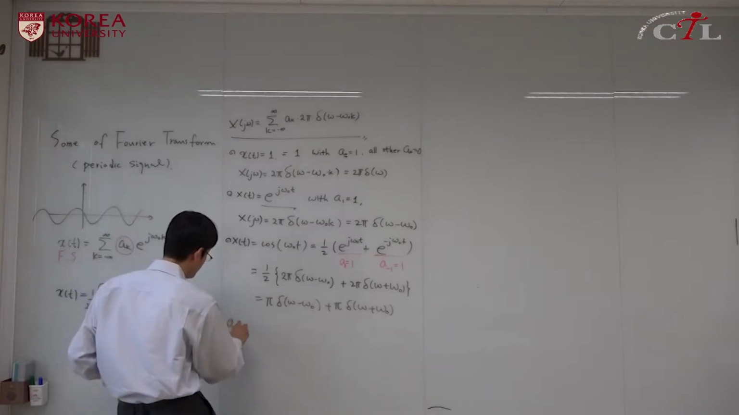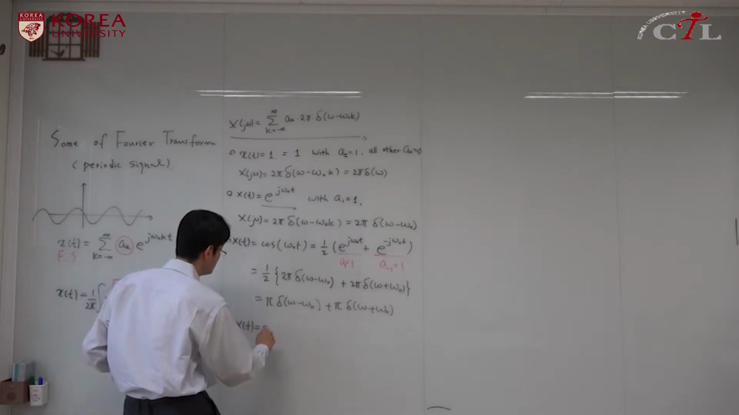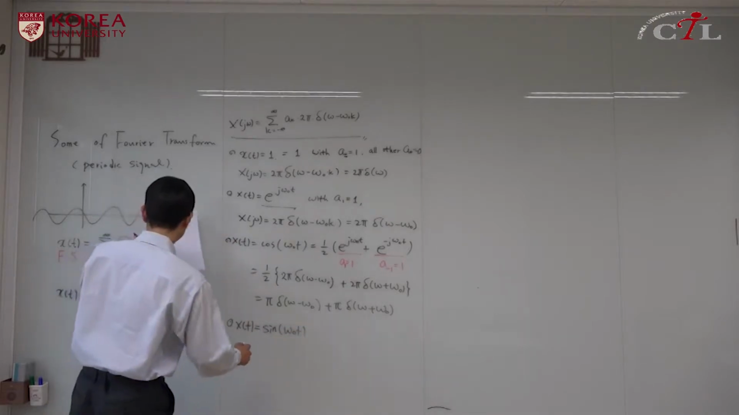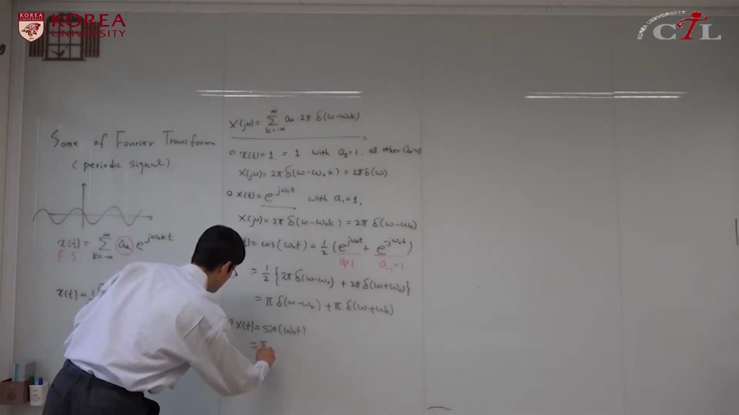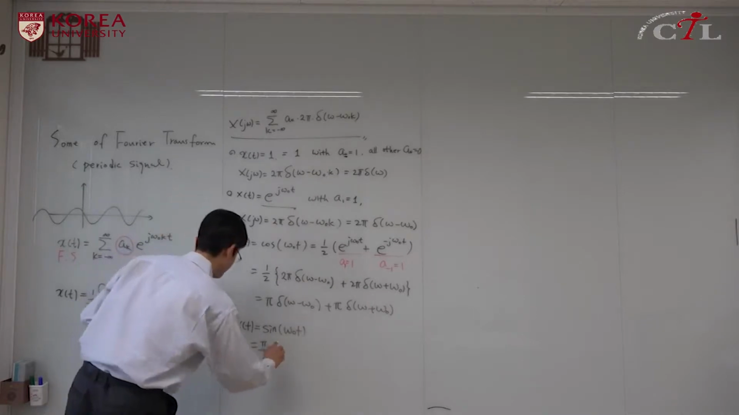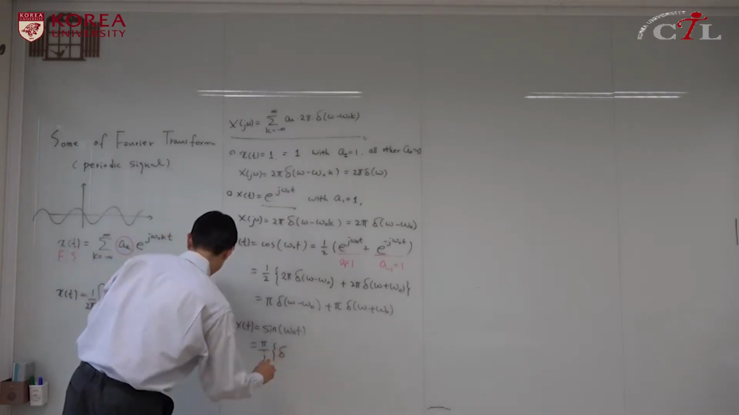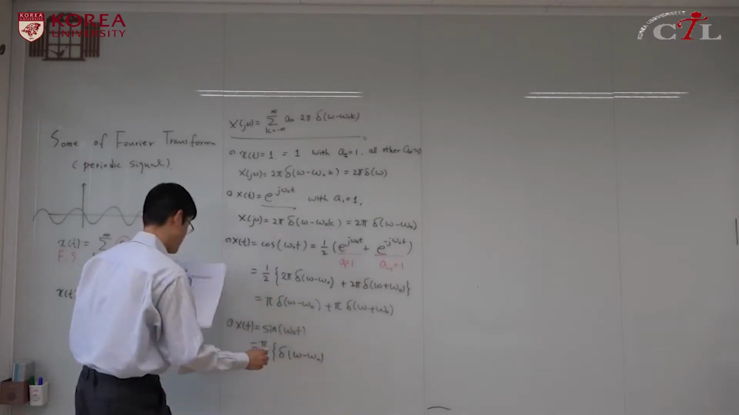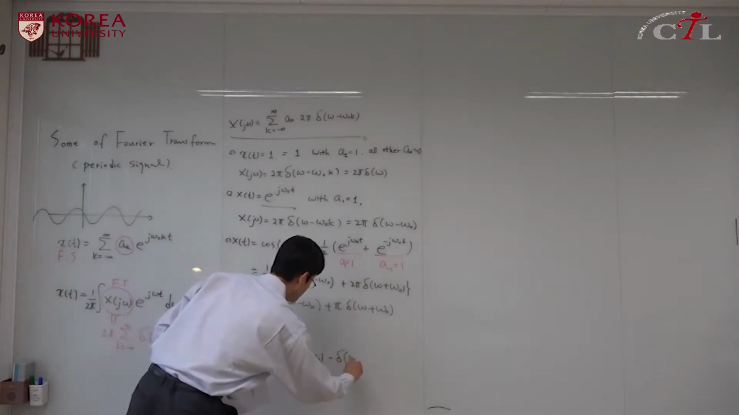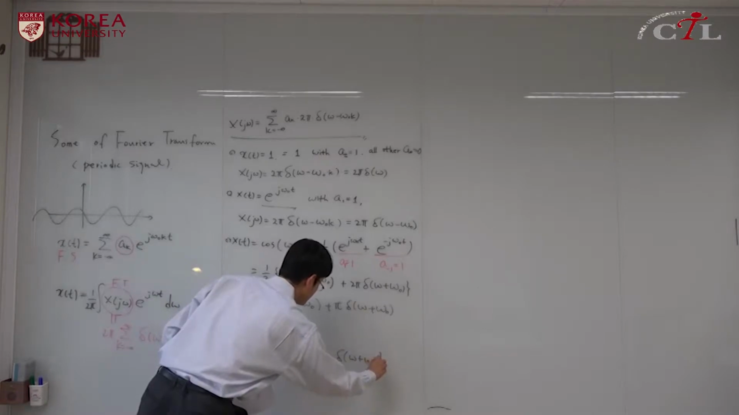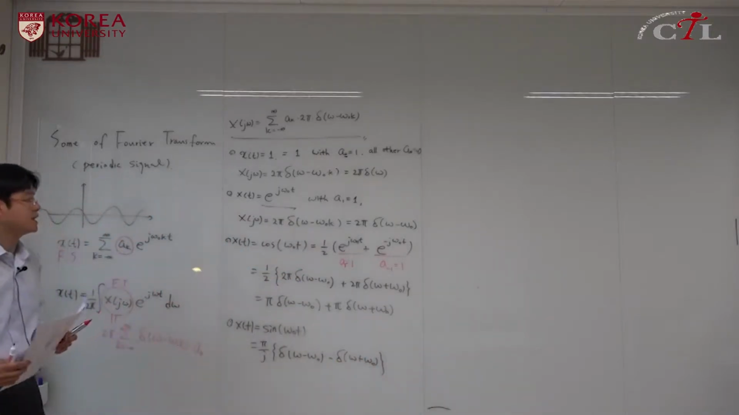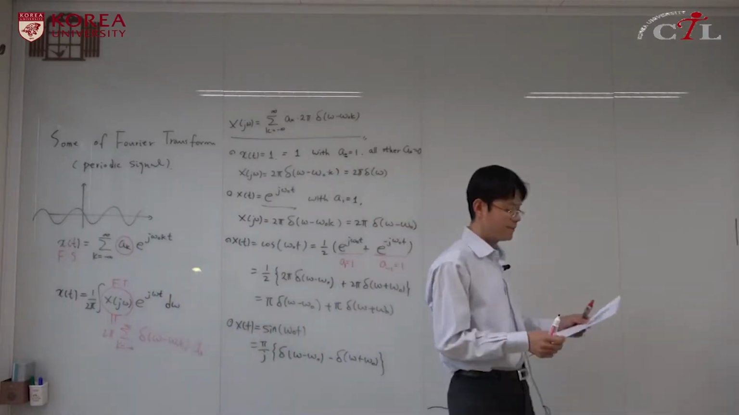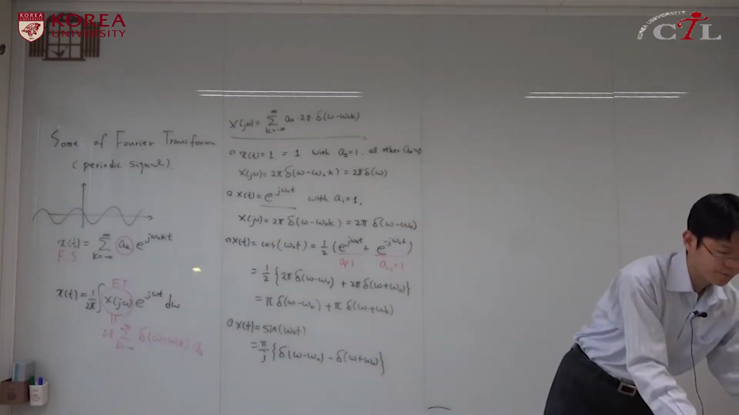Similarly, you might be able to get sine omega_0 t, which turned out to be pi by j times delta(omega minus omega_0) minus delta(omega plus omega_0). Okay, so this is a simple review of some Fourier transforms.